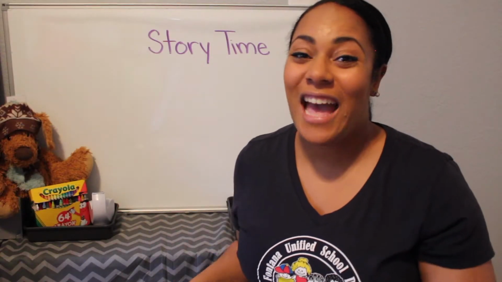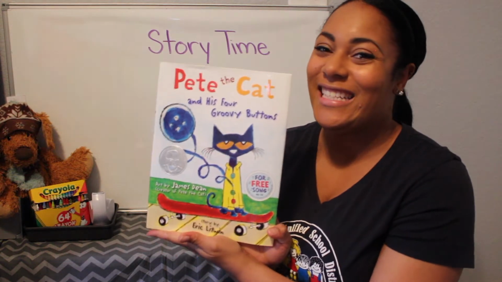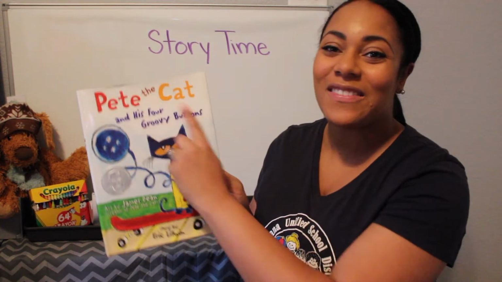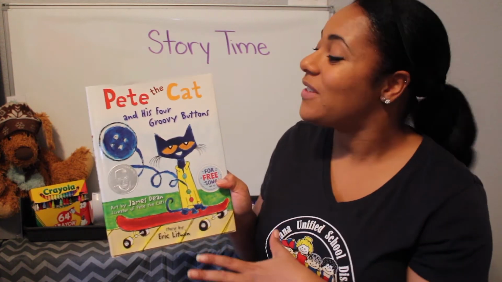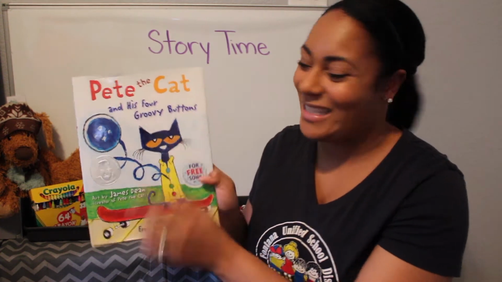Hi friends, today I have another cute story for you and it's about our favorite cat. Here it is. It's another story about Pete the cat. Here's the title of the story, and the title is another way to say the name of the story. And the name of this story is Pete the Cat and His 4 Groovy Buttons.